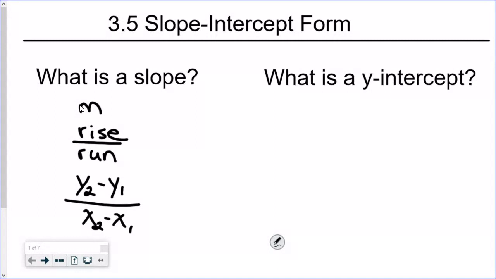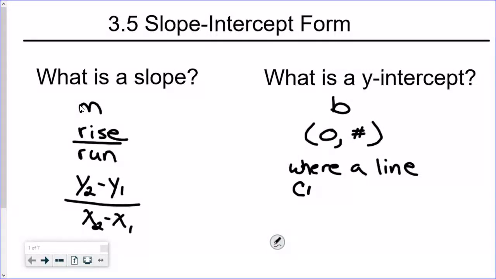The y-intercept is the variable b, and it's an ordered pair where 0 is the x and there's a number in for the y. Okay, but what is it? It's where a line crosses the y-axis. So again, you can pause it and write this down. So those are all the things that the y-intercept is and all the things that kind of represent slope.